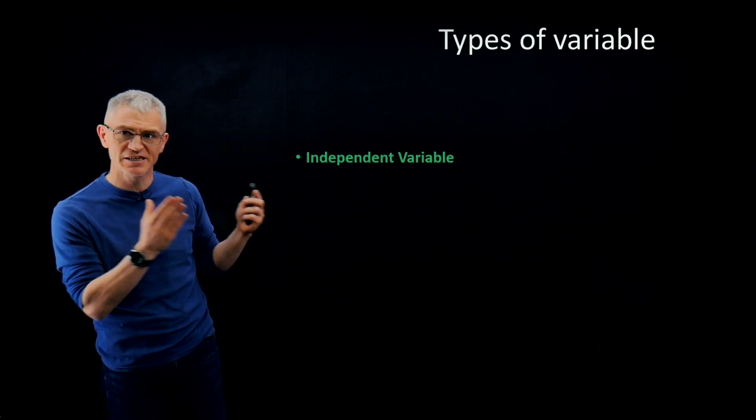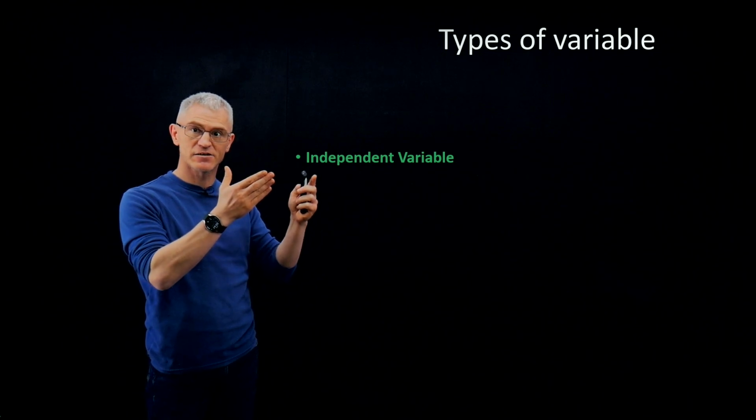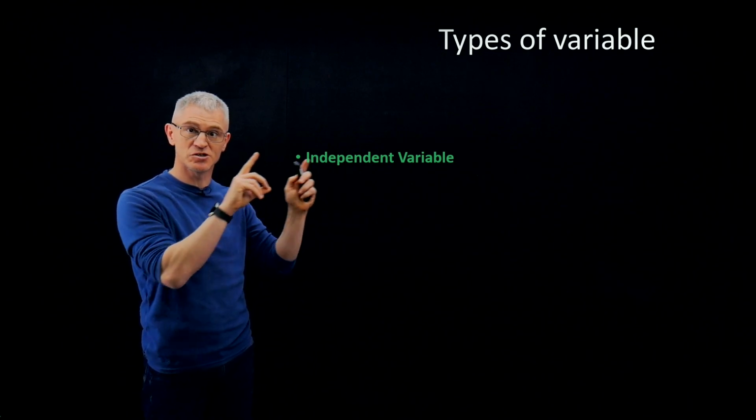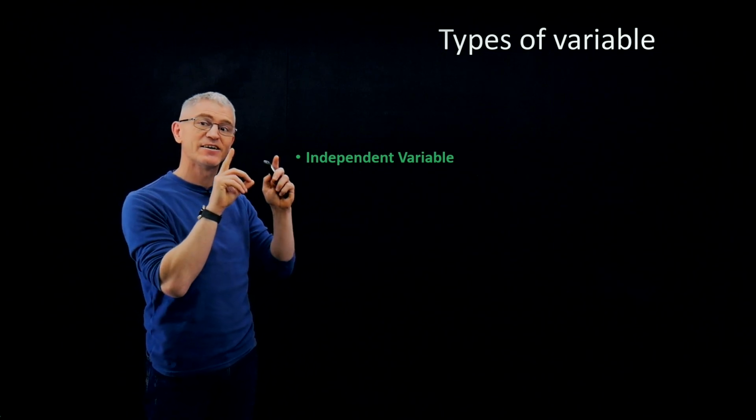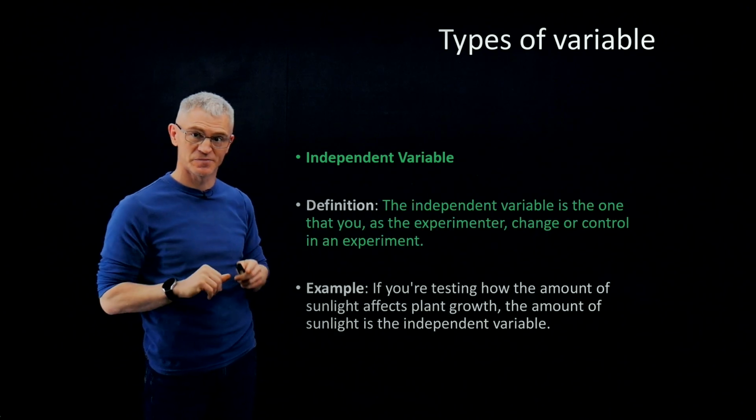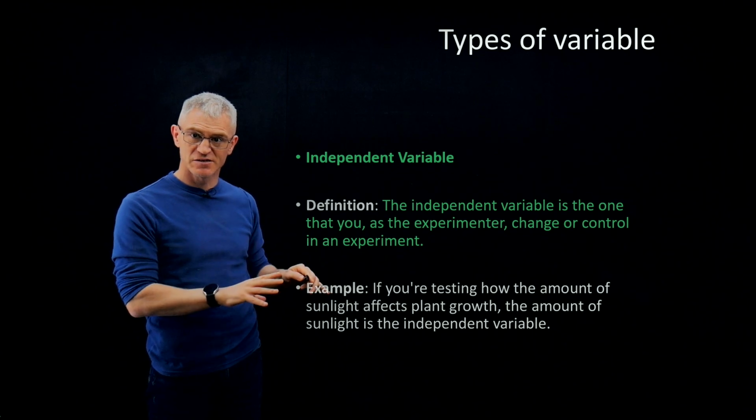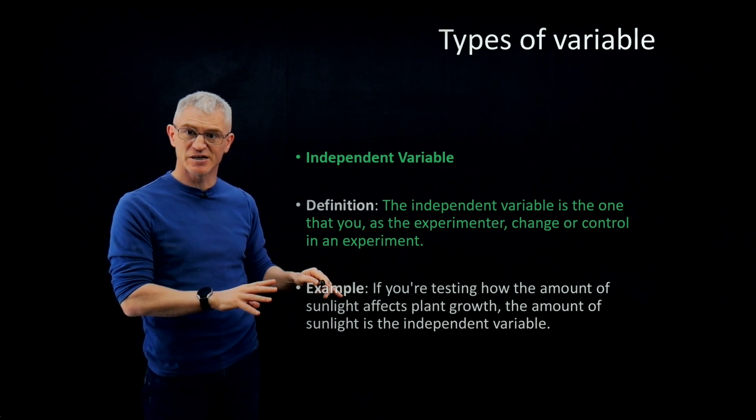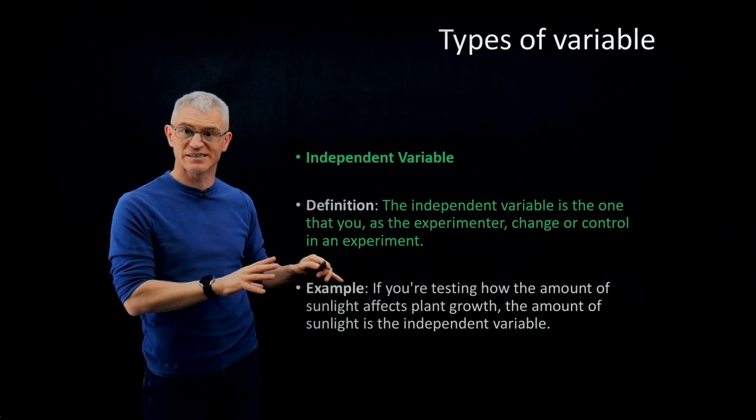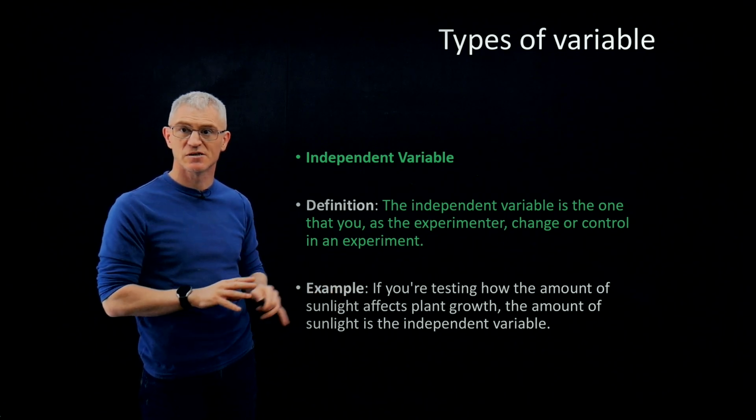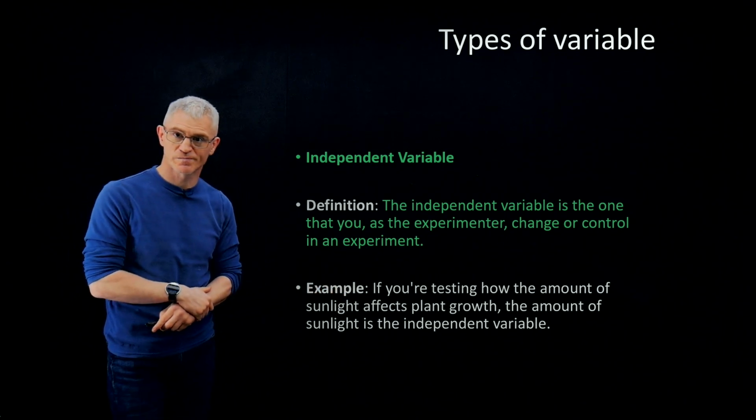Okay, so let's do this. Independent, in class: independent is the one you change. So the one you control, change, whatever you want to call it. That means basically you're testing the amount of sunlight. The amount of sunlight is the independent variable. It's how much you're actually exposing it to.